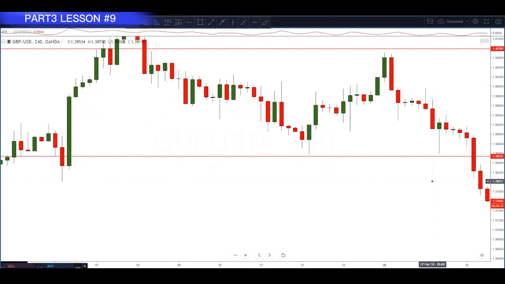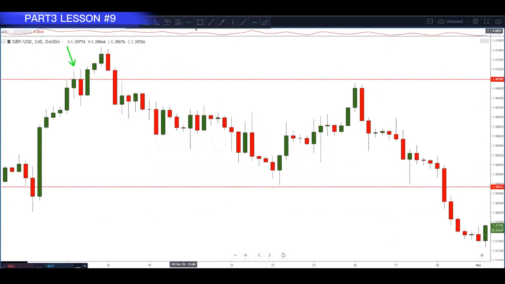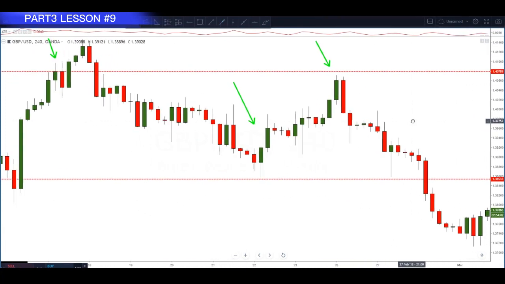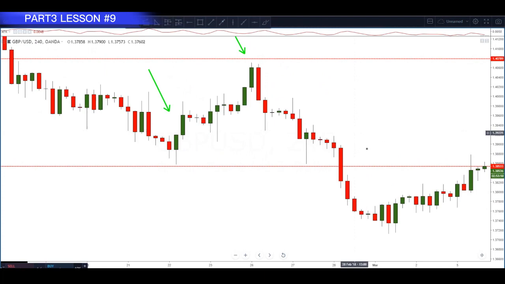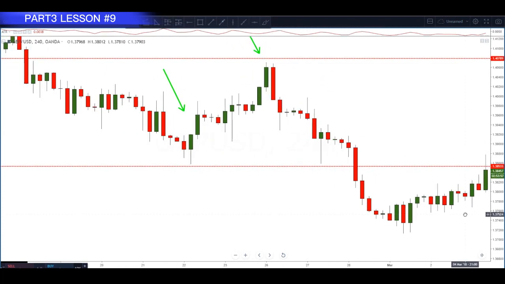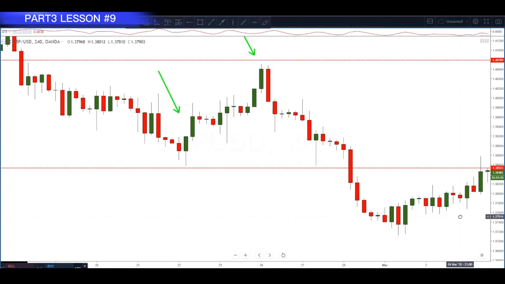So guys, there's a few different examples, and I'll go ahead and mark these two with green arrows. I'm going to try to speed this video up a bit if I can, so I'm just going to go directly to the trades at this point and show you guys the winning and losing trades based around the strategy.